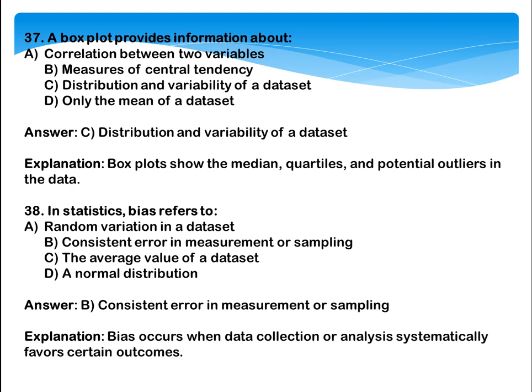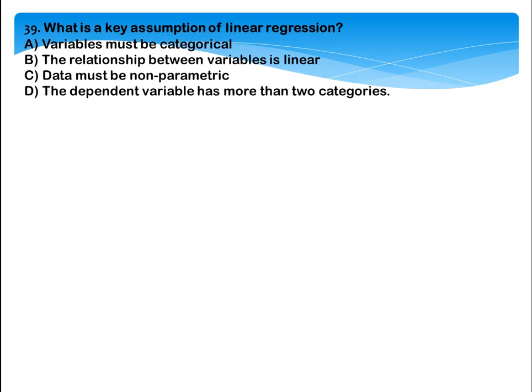Explanation. Bias occurs when data collection or analysis systematically favors certain outcomes. 39. What is a key assumption of linear regression? A. Variables must be categorical. B. The relationship between variables is linear. C. Data must be non-parametric. D. The dependent variable has more than two categories.